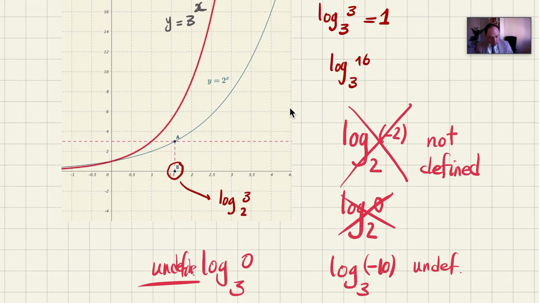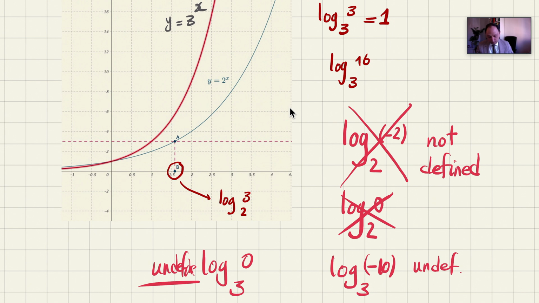So let me just repeat it again. It doesn't matter. That was nothing particular for base 2. You realize for base 3 it's also the same. If I write negative or if I write 0, there are no numbers coming out of them. There are no intersection points, so these are not defined. Yes, Gustav, now?